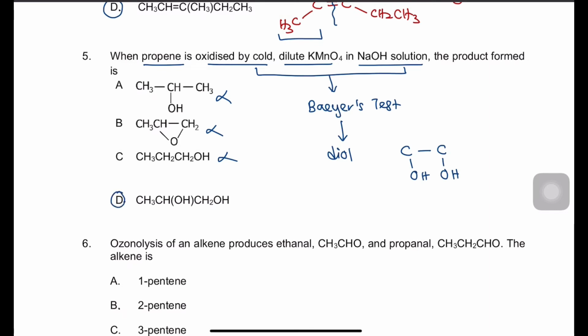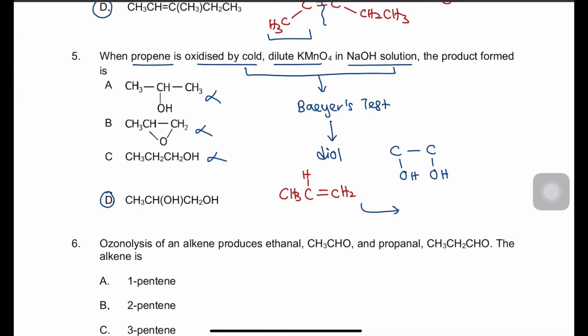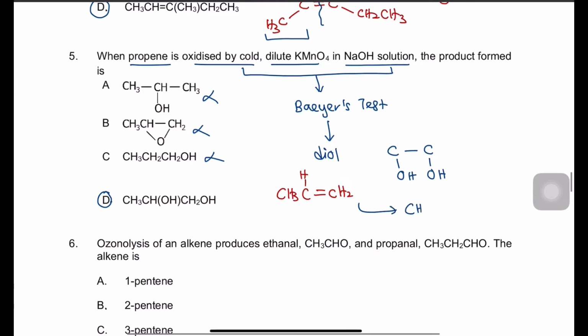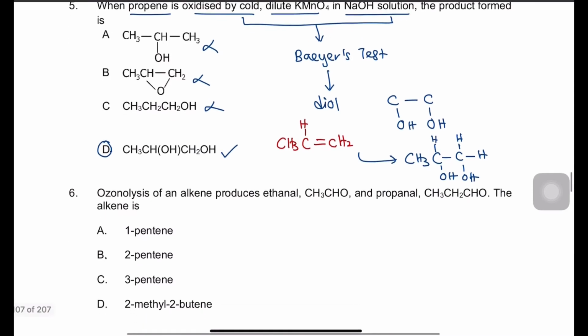This is a very quick way of doing it, or you can also confirm by drawing out your propene. So this is how your propene is going to look. Once we do the Baeyer test on propene, the product should look like this: CH3, CH on top, and another CH2 and OH at the bottom. And this is the condensed formula for that. Okay, question number 6.